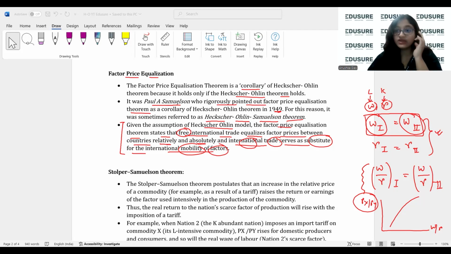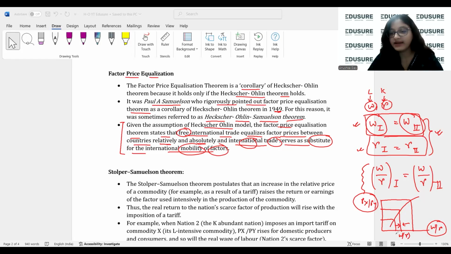So that is what the factor price equalization theorem tells you: if you promote free international trade, then the wages, and so basically the real rewards for the factors, will be equal in both nations, both in the absolute sense and in the relative sense. Now, since we know in international economics that the relative rewards and the relative prices of the commodity have a one-to-one relationship, this is the scenario of one country and this is the scenario of the other country. Due to international trade, they will both meet up at a common point.